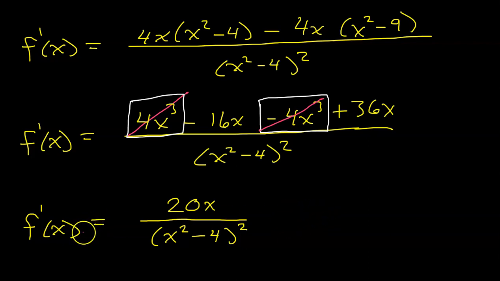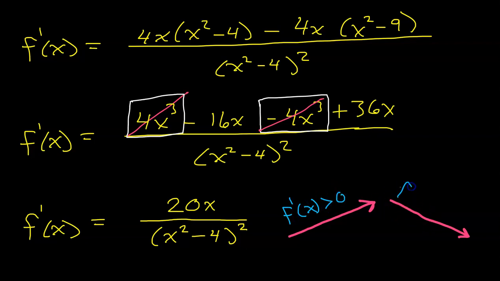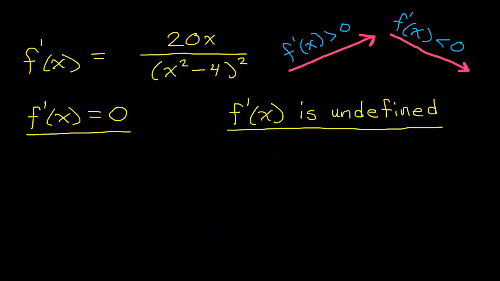Remember that the first derivative tells you the slope of the curve at any given point. So this is going to tell us where the function is increasing and where it is decreasing. So of course the function will be increasing wherever the first derivative is positive, and it will be decreasing wherever the first derivative is negative. To find these intervals of increasing and decreasing, we will need the critical numbers, and that's where the first derivative is either equal to 0 or is undefined.